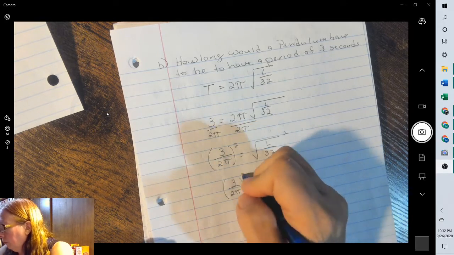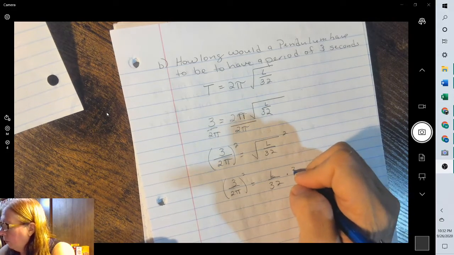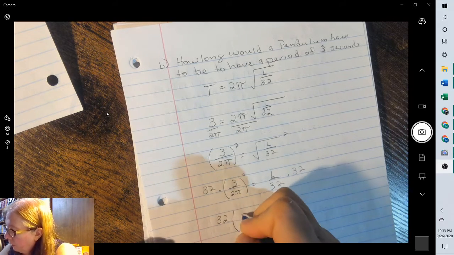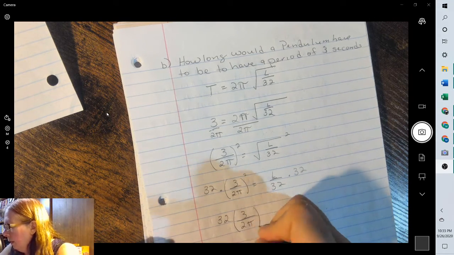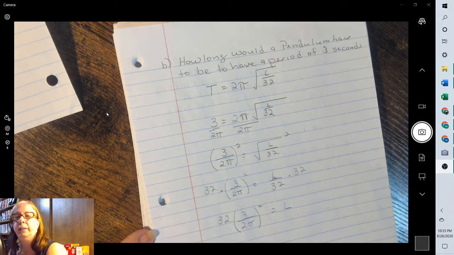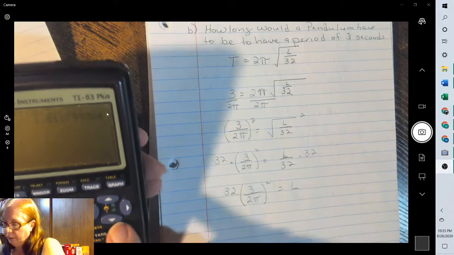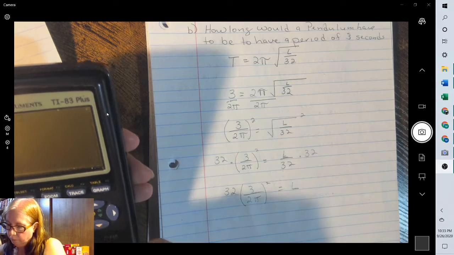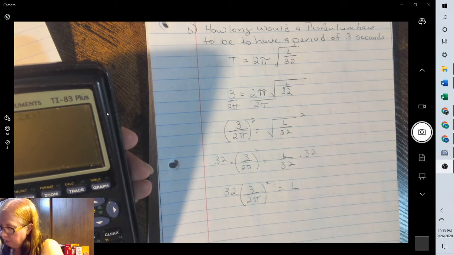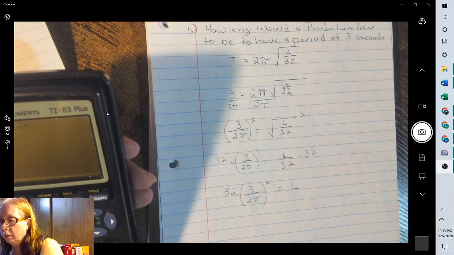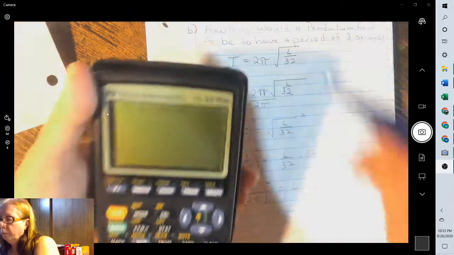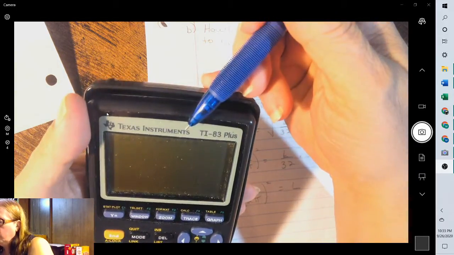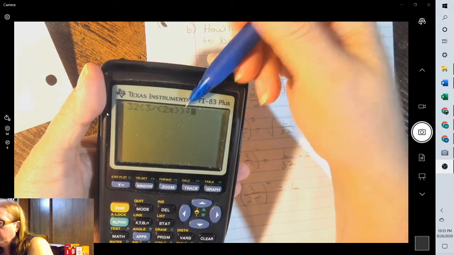And then to get rid of the 32, we can multiply it on both sides. So we have 32 times 3 over 2 pi, squared. That will tell us the length that we need. I'm plugging it in: 32, and then in parentheses I have 3 divided by 2 pi, squared.